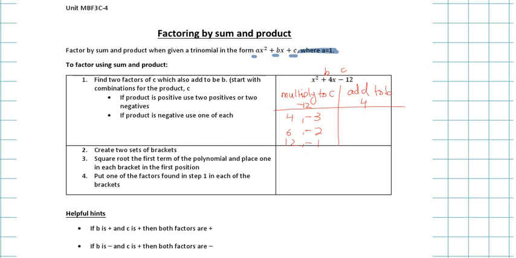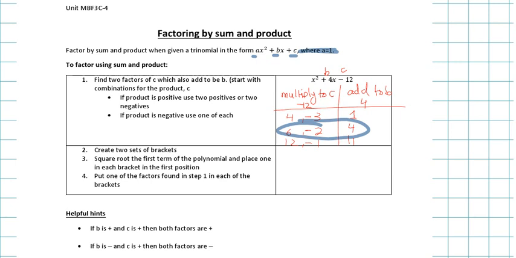Now I'm going to have to look at which ones add to 4. Because that would be my answer. Okay? What's 4 minus 3? 1. What's 6 minus 2? 4. What's 12 minus 1? 11. So you see there's only one combo that adds to 4. Right? Which is 6 and negative 2.